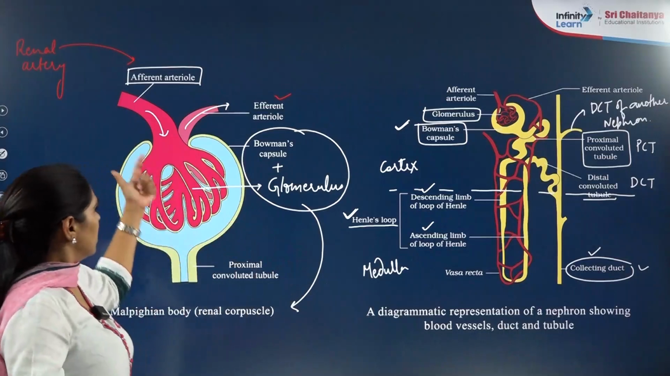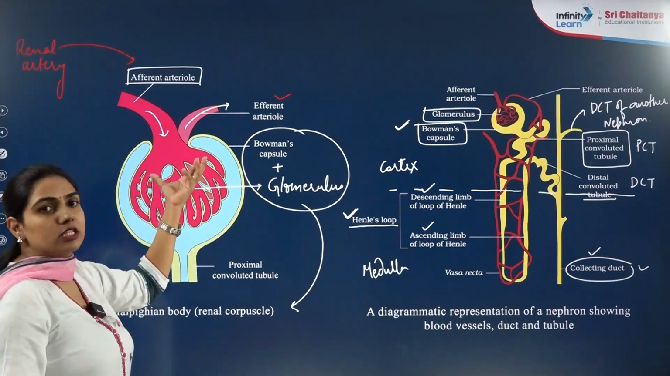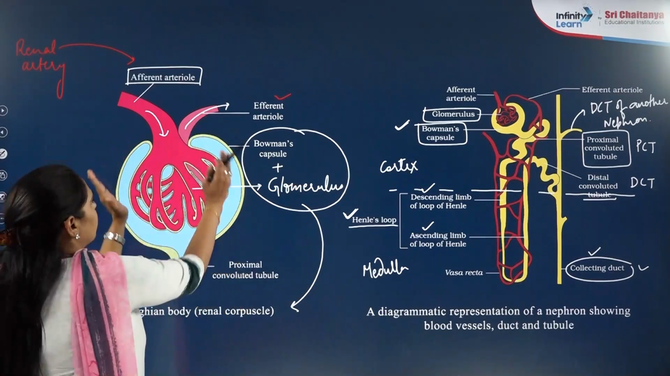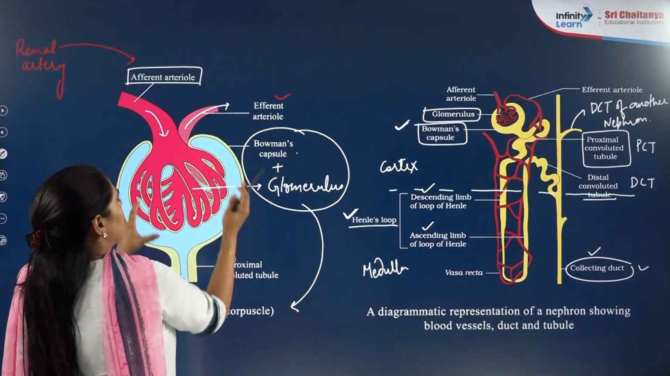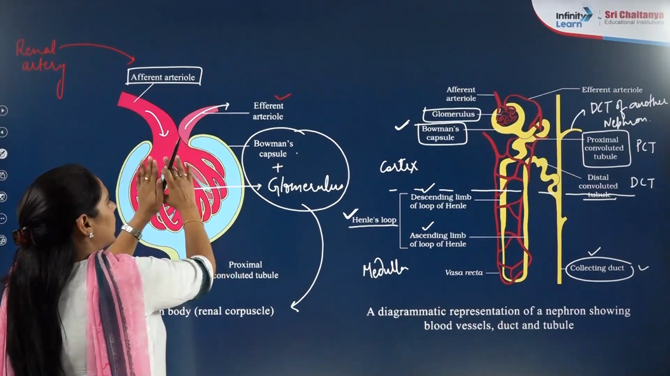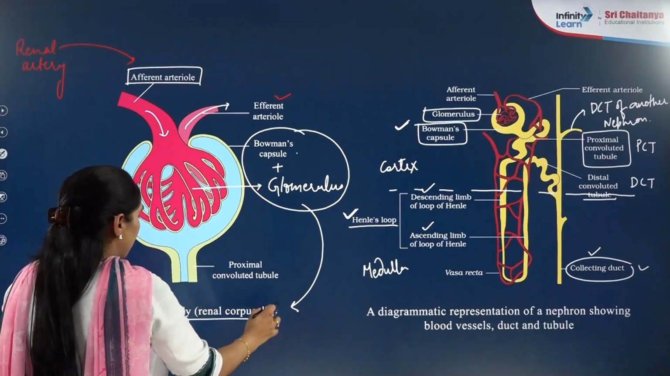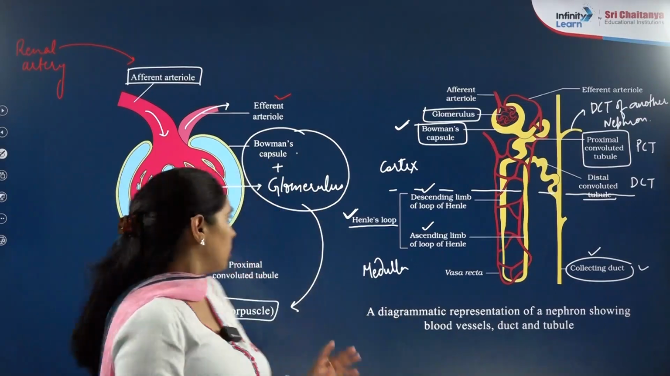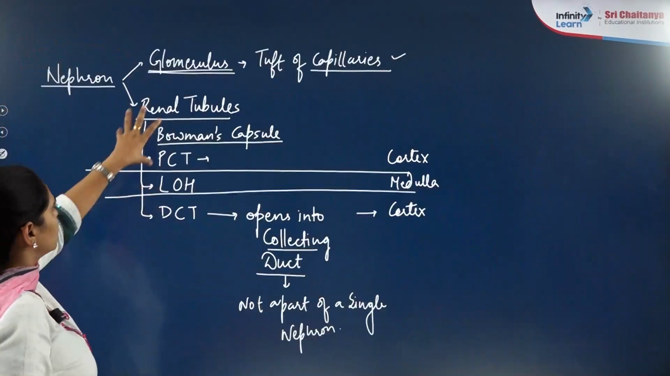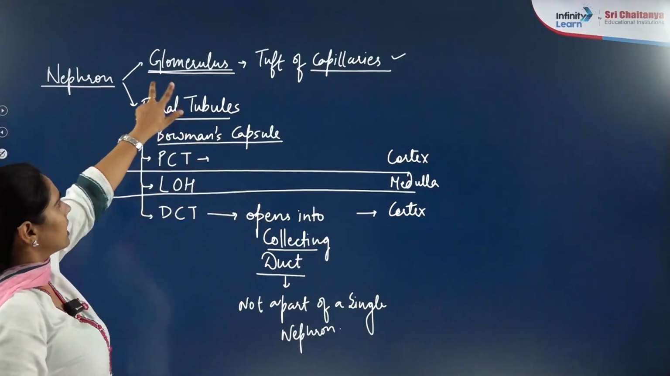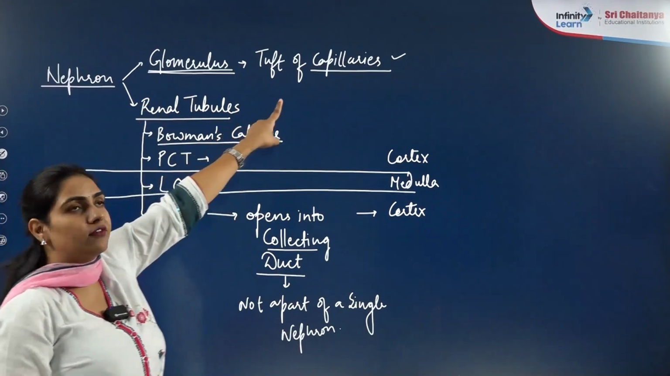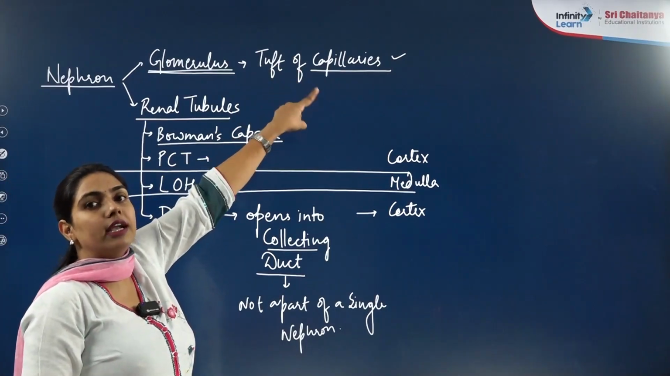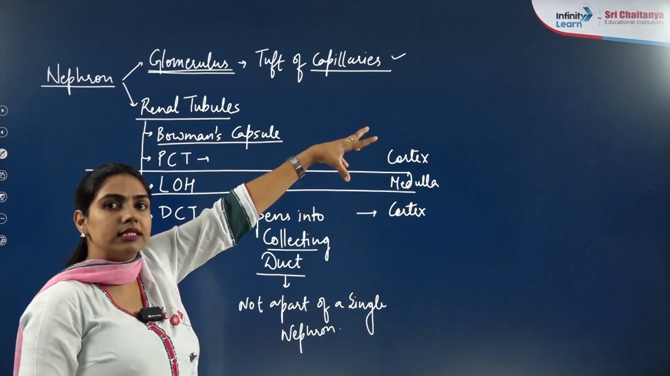So this is the glomerulus. Inside the Bowman's capsule, this is the glomerulus. This capsule-like structure is the Bowman's capsule, into which there is the glomerulus. Together, both of the things are known as the Malpighian body or renal corpuscle. So this is all about the structure of the nephron. Let me recap the structure of the nephron. The nephron has two parts. One is the glomerulus, which is a tuft of capillaries. Now you understood, this tuft of capillaries is formed by the afferent arteriole, which is coming into the Bowman's capsule.